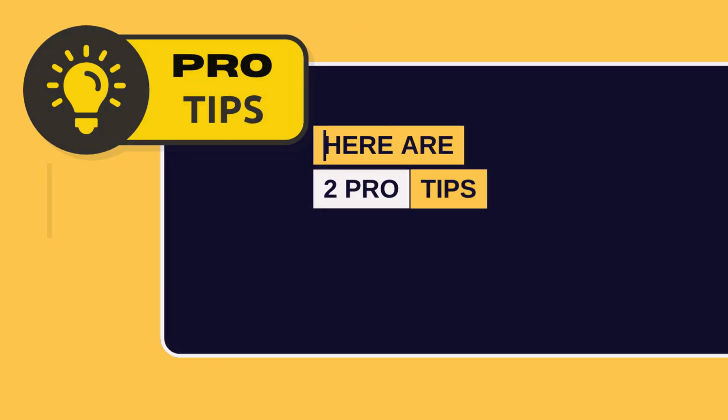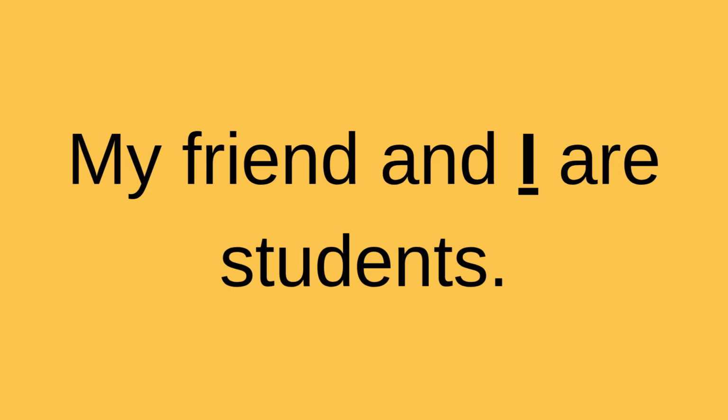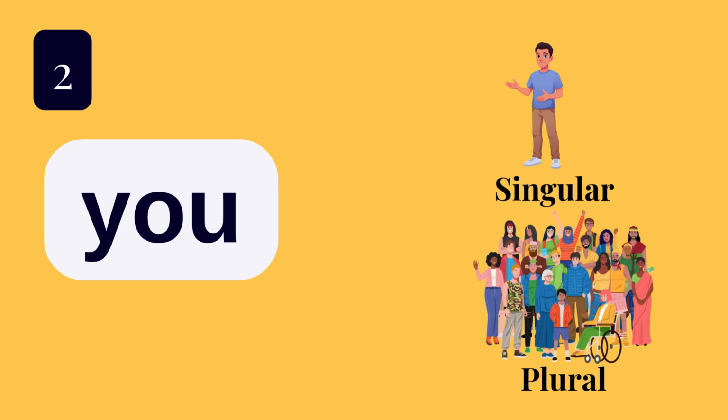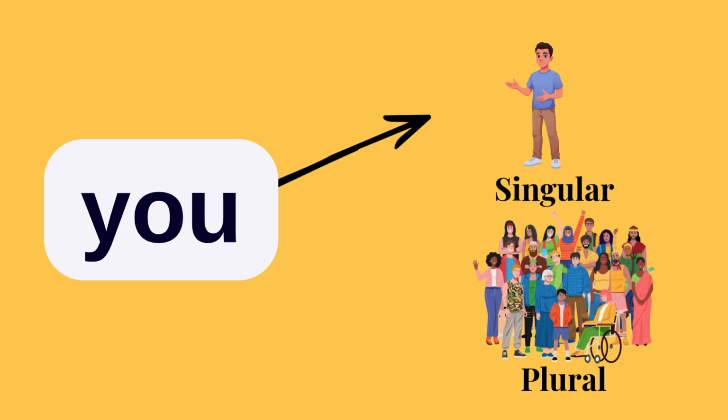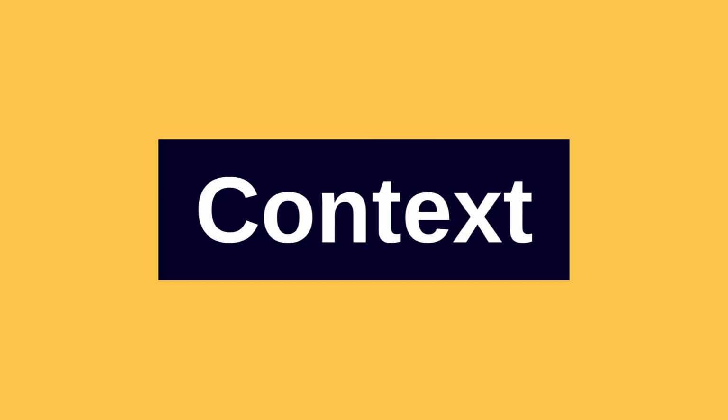Pro tip, 2 things to remember. First, always write I with a capital letter in English, even in the middle of a sentence. For example, my friend and I are students. Many beginners forget this. Second, you is the same for one person and a group. English doesn't have a separate word for plural you. You use context to know which one it is.